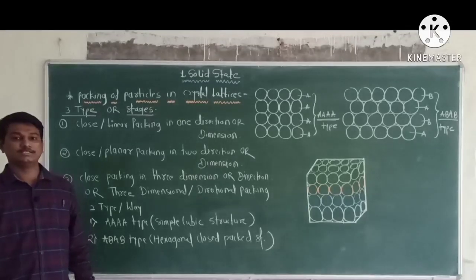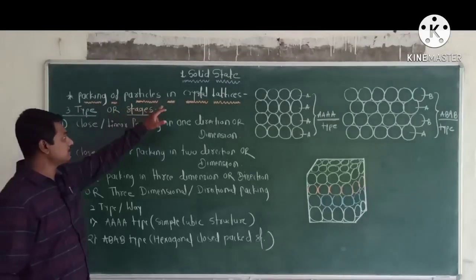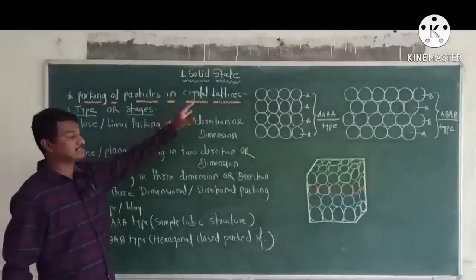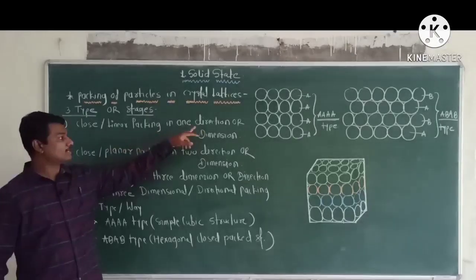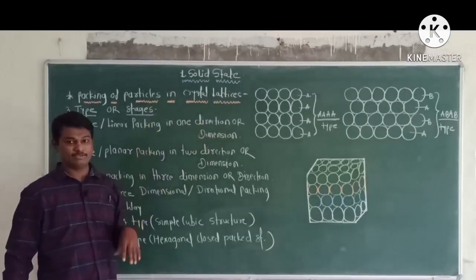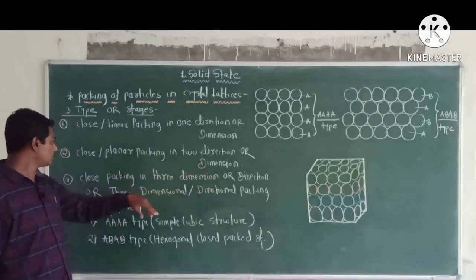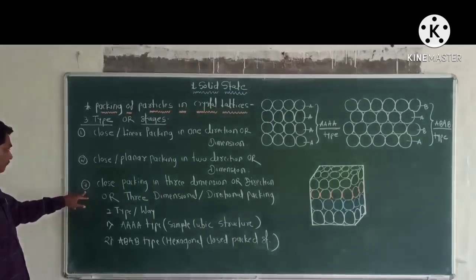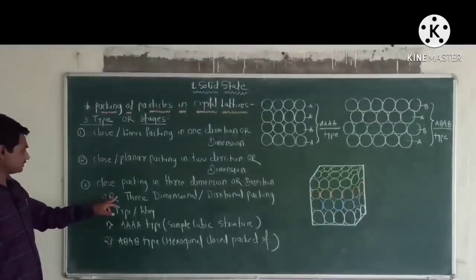Hello student, in the last lecture we started the packing of constituent particles in a crystal lattice. Packing of particles in a crystal lattice has three types. First, close packing in one direction or dimension, which is also called linear packing. Second, close packing in two directions or dimensions, which is also called planar packing. Third type is close packing in three dimensions or directions, which is also called three dimensional or directional packing.